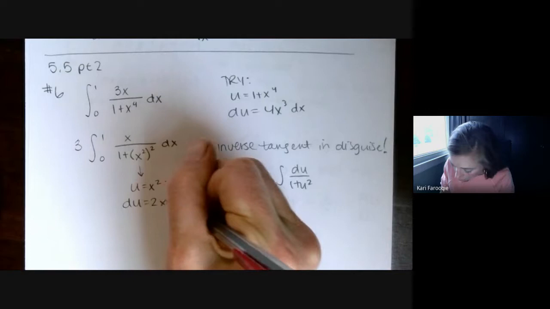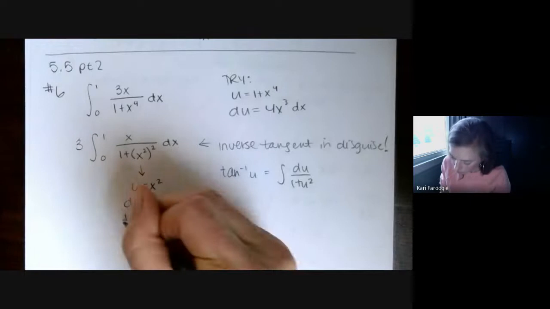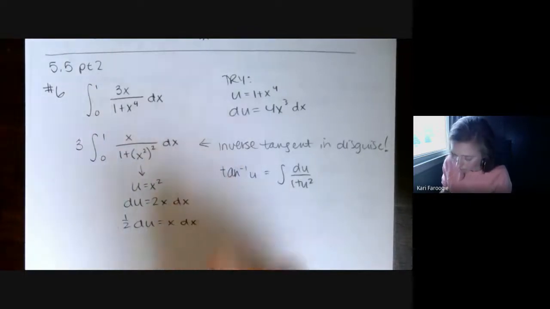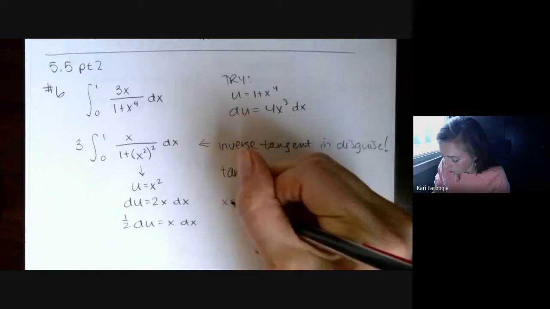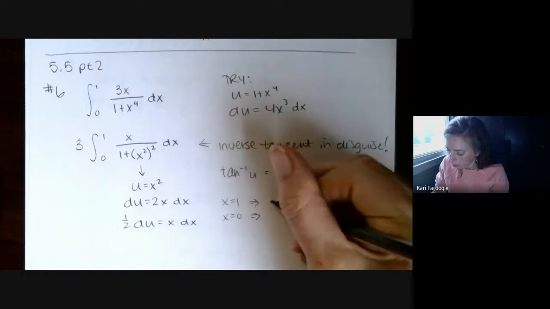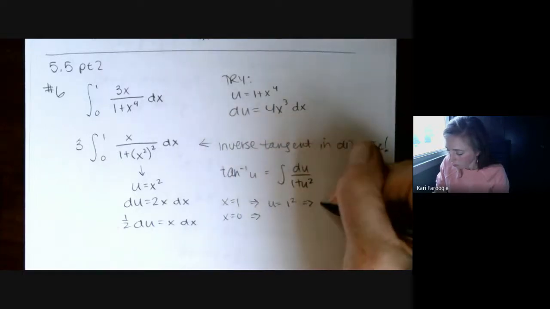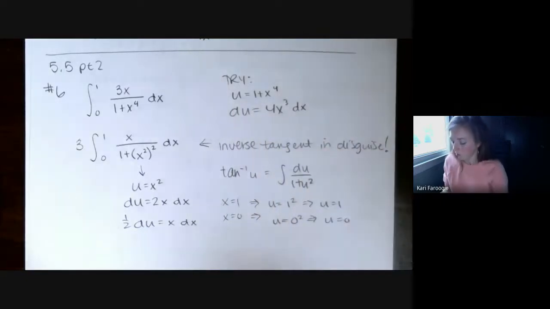So du is 2x dx, and you have an x dx. So all you need to do is just divide that 2 out. You should also switch your upper and lower limits of integration, since we're about to rewrite this. If x equals 1 and x equals 0, I know that u is going to be 1 squared, which is 1, and 0 squared, which is 0. So that worked out nicely.